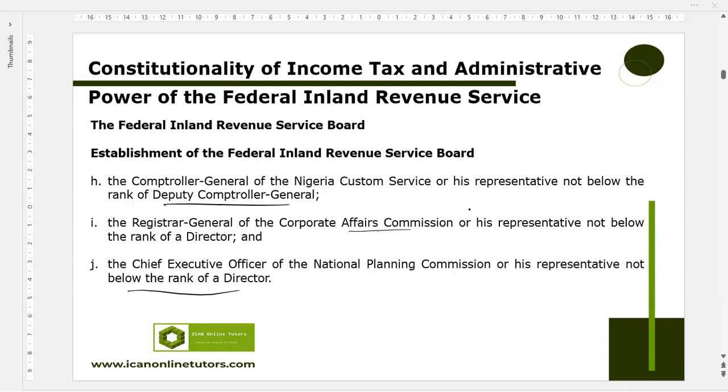So the chairman of the FIRS. The managing director of the NNPC, or his representative, who must not be below the rank of group executive director. Then a representative of the Central Bank of Nigeria, not below the rank of director. Okay, that's nine.